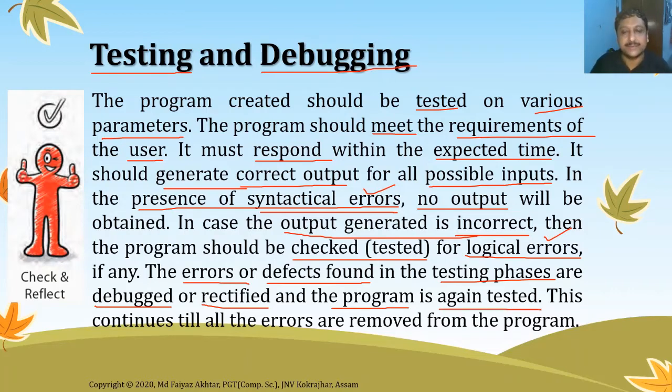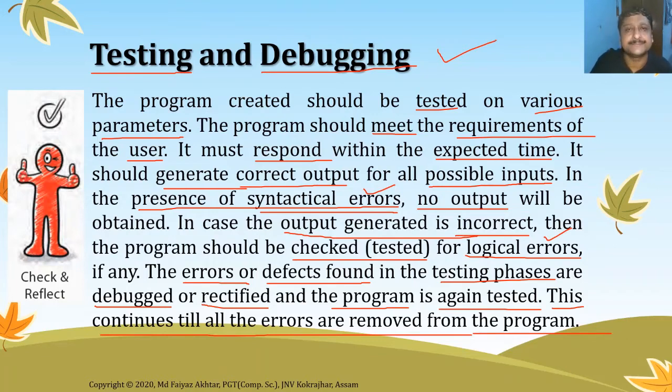After making the program error free, it must be tested again so that we are satisfied that it is working properly. This continues till all the errors are removed from the program. This is known as testing and debugging. During testing and debugging, we execute the program and test it with the known set of values to see whether it is giving the correct output or not. If not, then we have to do debugging.